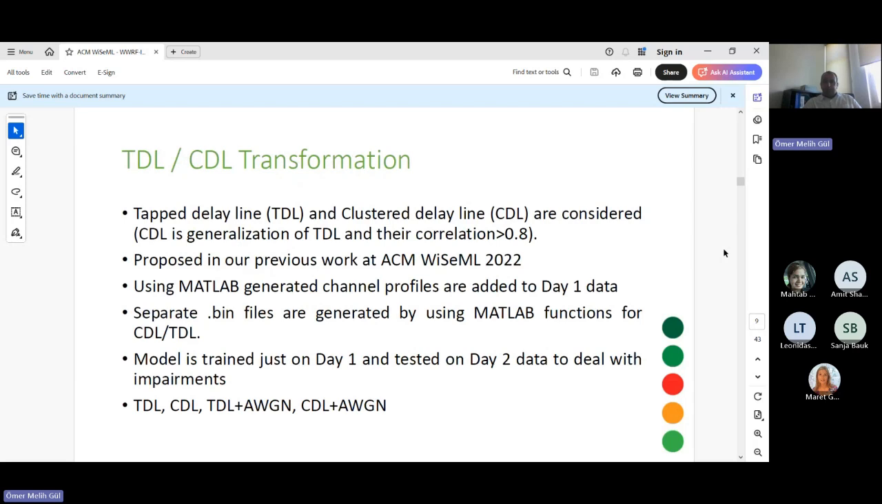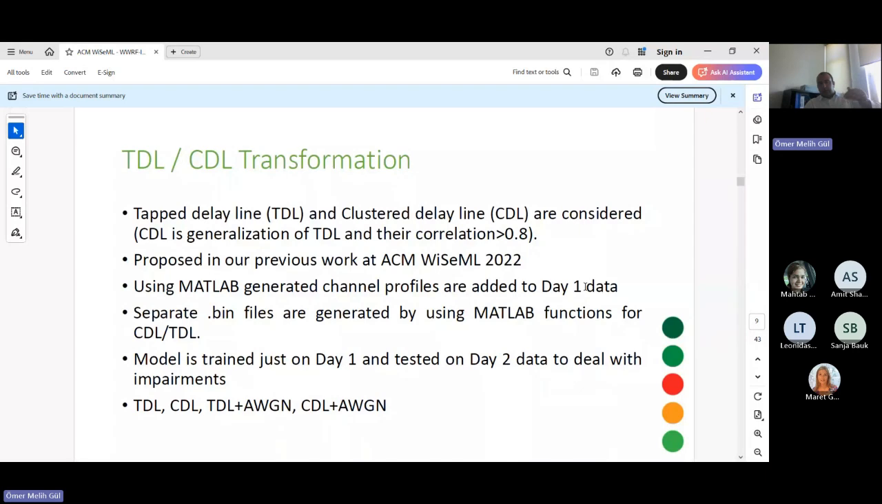The TDL-CDL transformation, here we have tap delay line and cluster delay line. They are similar to each other. CDL is a generalization of TDL, and they have some correlation. It was proposed in one of our previous works, in ACM WiseML in 2021. That is our first conference paper on this topic, at the ACM Workshop on Wireless Security and Machine Learning. We use MATLAB-generated channel profiles and add them to day 1 data, and then the day 1 data becomes 90 samples.